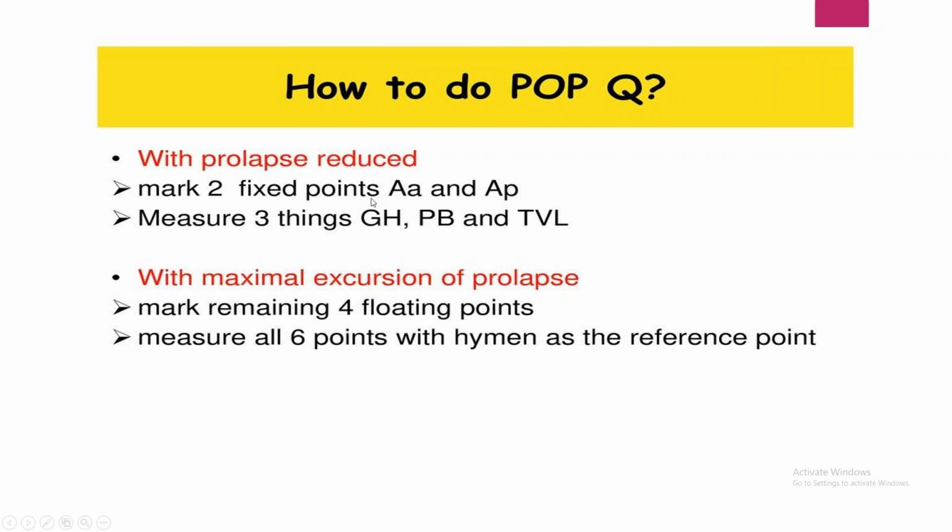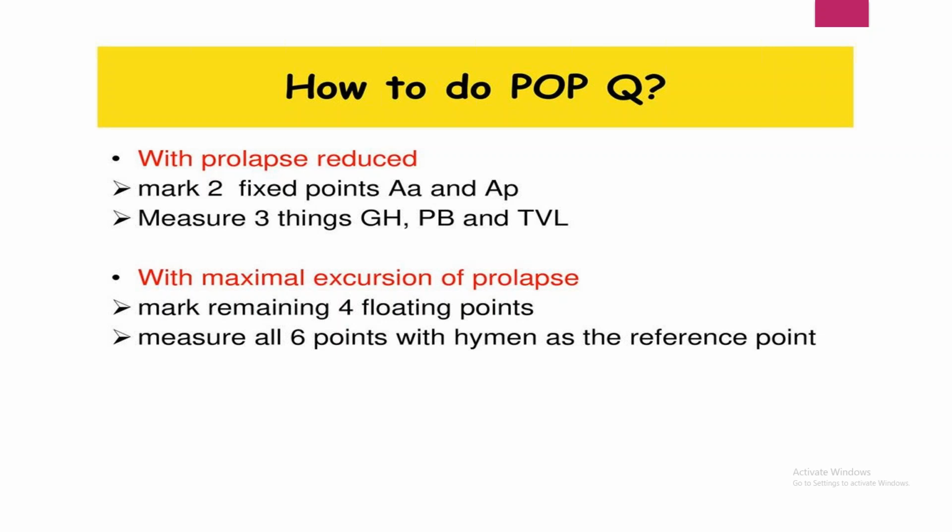So what are these AA and AP points? AA point is 3 centimeters proximal to the hymen on the anterior vaginal wall. And AP is 3 centimeters proximal to the hymen on the posterior vaginal wall. Okay, so we have to mark these 2 points with the reduced prolapse, and then we have to measure these 2 points when the prolapse is maximum.